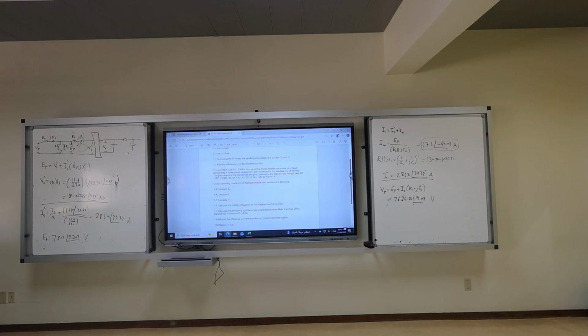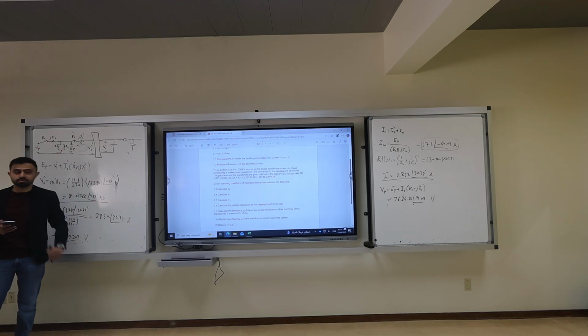It's a jam. It's rough, I know. But that's how you have to think as an engineer. Nobody will tell you analyze the transformer. They'll connect everything together.